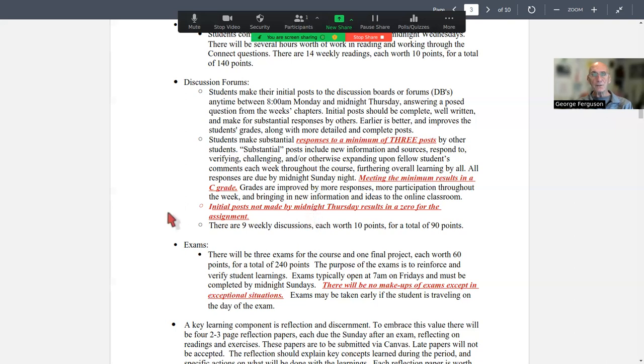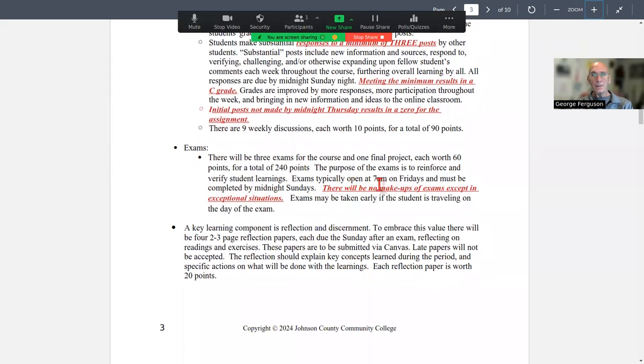We'll have 3 exams for the course, all right, and 1 final project. Each one of those is worth 60 points. The exams will be on Fridays and Friday only. Okay, Fridays and Friday only. They open up at 7 o'clock in the morning. You have to have them finished by midnight within 1 sitting, within 1 hour. Each exam is 35 questions, all multiple choice.